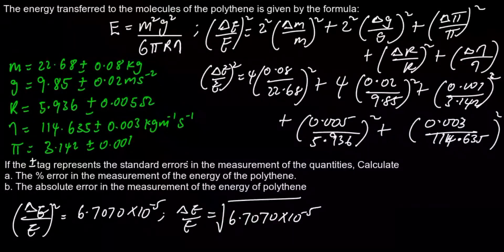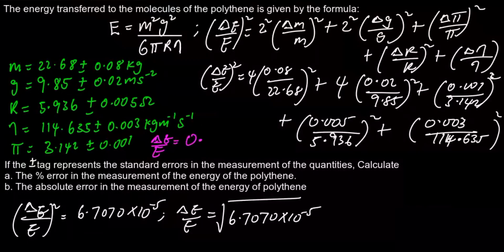And what will be my delta E? So let me put it here. My delta E over E will be equal to... So let me write that in standard form. That will give me about 8.1896 times 10 raised to power minus 3. So this is what I have.